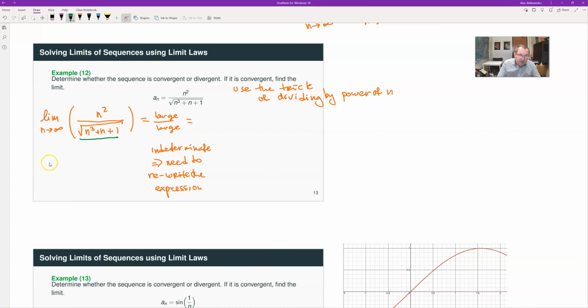Now, what can I think about the square root? So I have n cubed plus dot, right? Inside the square root. If I think about that n cubed inside the square root, I think of an exponent of 3 over 2.